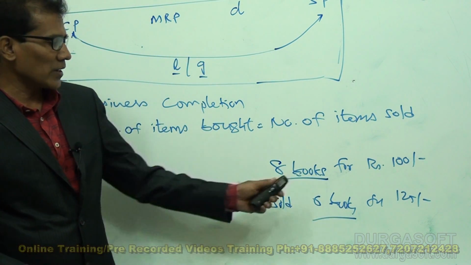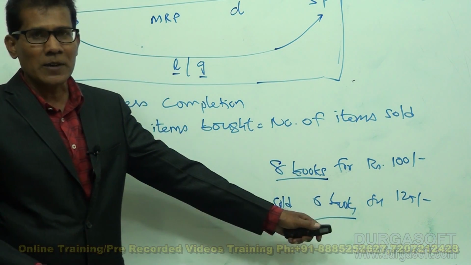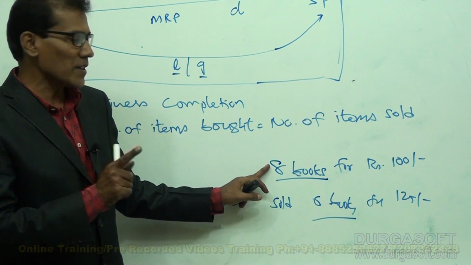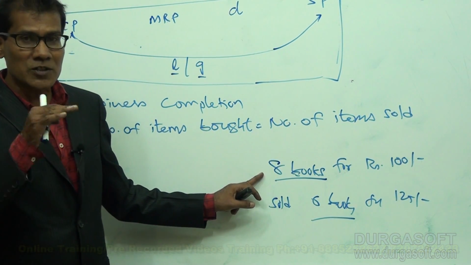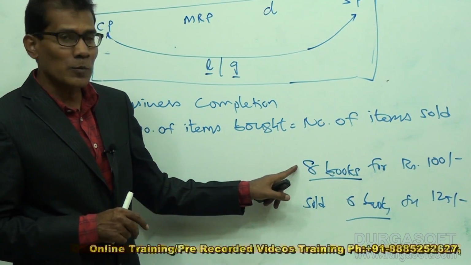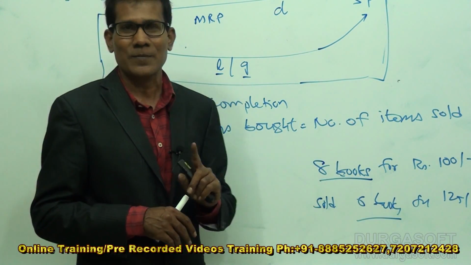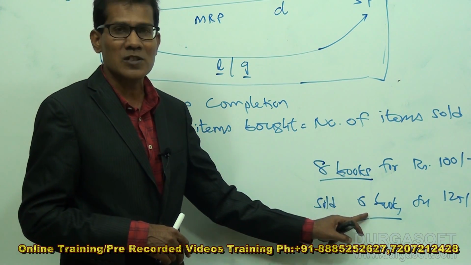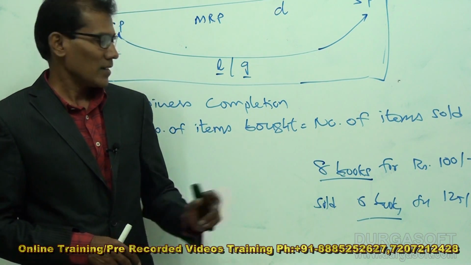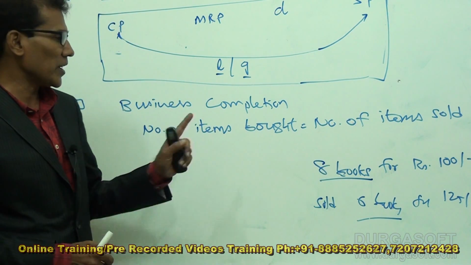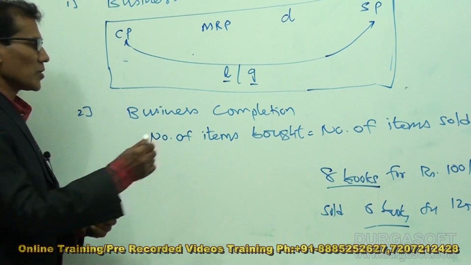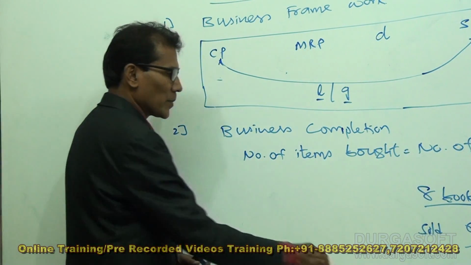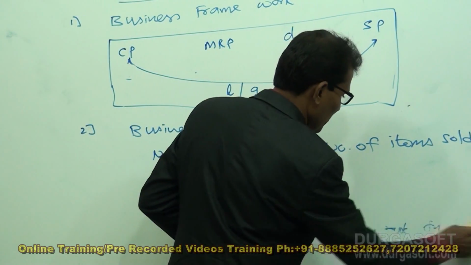But to work out this question, whatever is asked finally in the question, we should consider that the number of books bought must be equal to the number of books sold. So in this question we should consider 8 books are bought and 8 books are sold. Even though it mentions 6 books are sold, we should consider 8 books bought and 8 books sold. Then only we can get the solution for this profit and loss question. This is a very important point. In every question we should consider the number of items bought must equal the number of items sold. Otherwise it may lead to a wrong answer. This is a very important point to remember.